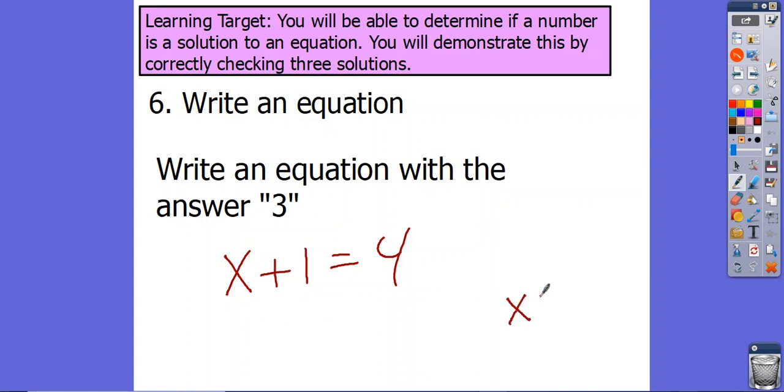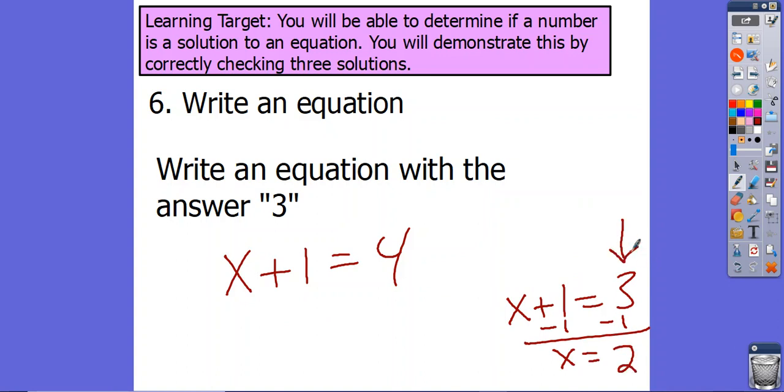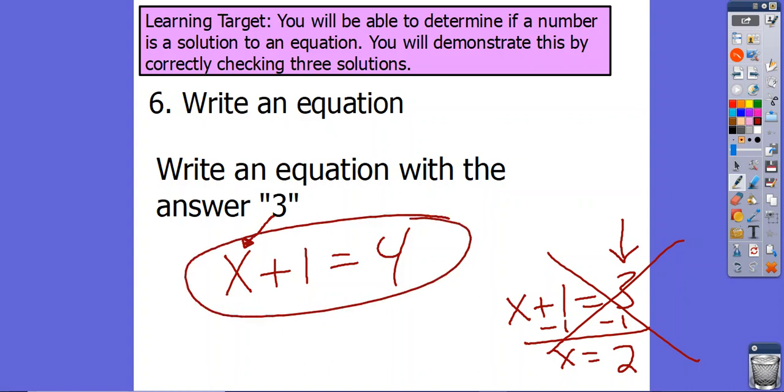So I've written an equation where the answer is going to be 3. So if you wrote x plus 1 equals 3, you are wrong, because when I solve that one, the answer is 2. So don't just stick a 3 in it. That's not what I'm looking for. I'm looking for you to have an x, and I'm looking for that x to be the 3. You can make it as complicated as you want or as simple. I would encourage you to just stay nice and simple there.